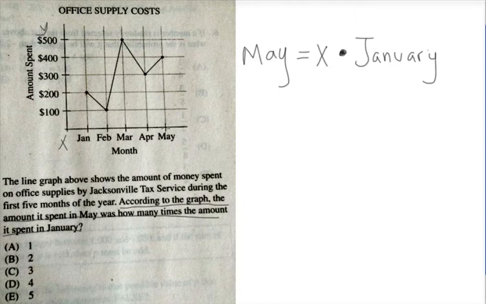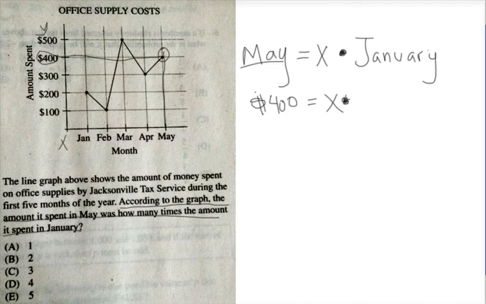So we go to our graph, we find May, we go up, and we see that the amount spent is here, and that amount correlates with $400. So now, instead of having to write the word May, we know that the amount spent in May was 400. So we have 400 equals. We still don't know the number of times, so we use x still.